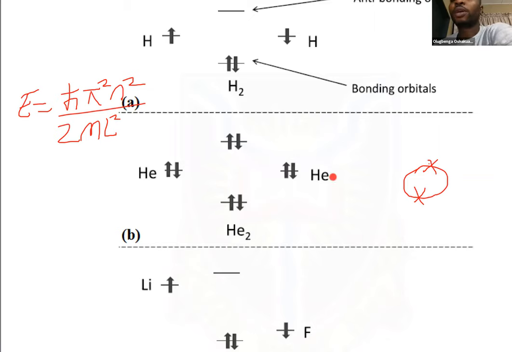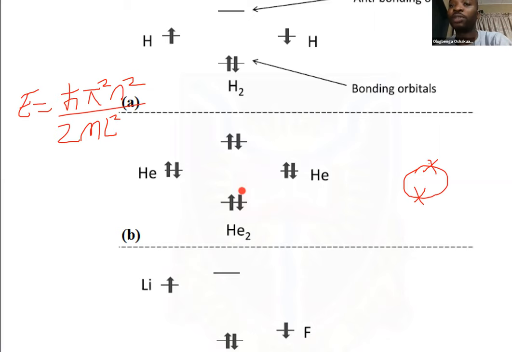And after bonding, they occupy the bonding and the antibonding orbitals. And when you go through that, you see that nature would not favor the bonding, because the sum of these energies would not be lower than their initial states. So there will be no need for two helium atoms to bond, because the energies of the bonding and the antibonding orbital would be large. And there will be no point having these two come together when there will be no lowering of energy levels.